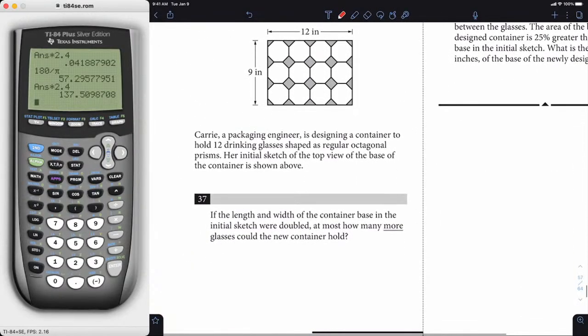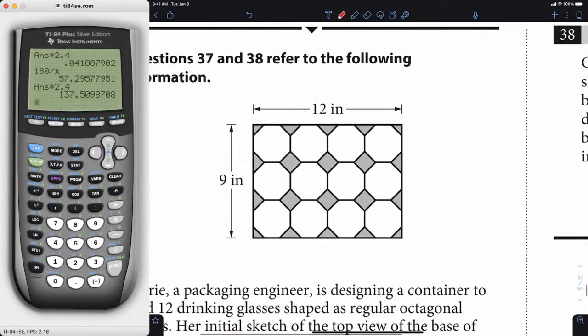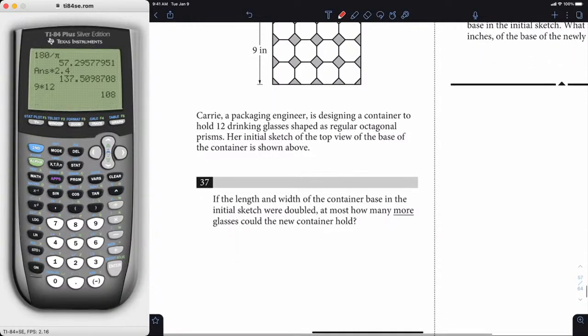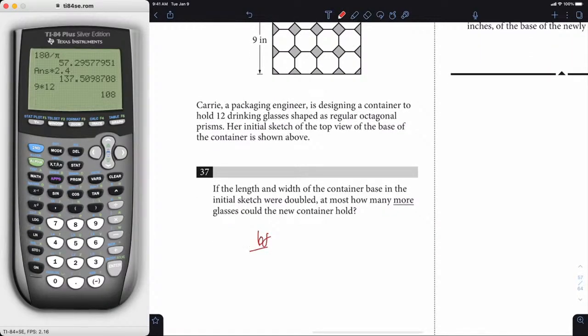Packaging engineers are designing a container to hold 12 drinking glasses shaped as regular octagonal prisms. Here is the initial sketch of the top view of the base. If the length and width of the container's initial sketch are doubled, how many more glasses? So when the area is 9 times 12, which is 108, it holds 12, because that's 1, 2, 3, 4, 5, 6, 7, 8, 9, 10, 11, 12.